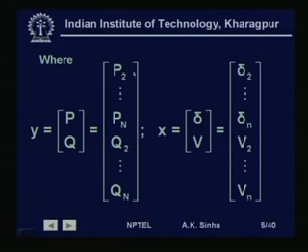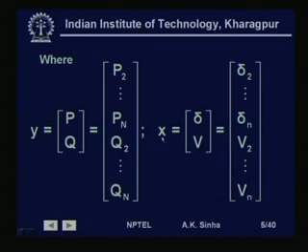Here we have assumed that bus 1 is a slack bus for our purpose. For the slack bus, since we know the voltage magnitude and angle, we do not have any real power or reactive power specified. So, we do not have any P1 and Q1 in this vector y. We have P2 to Pn and Q2 to Qn.